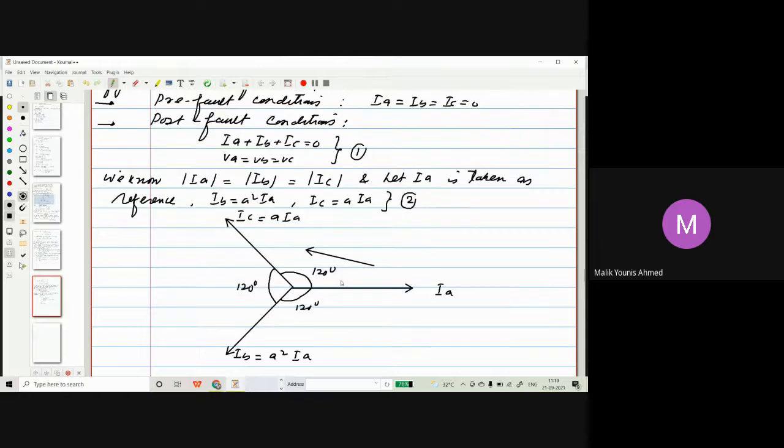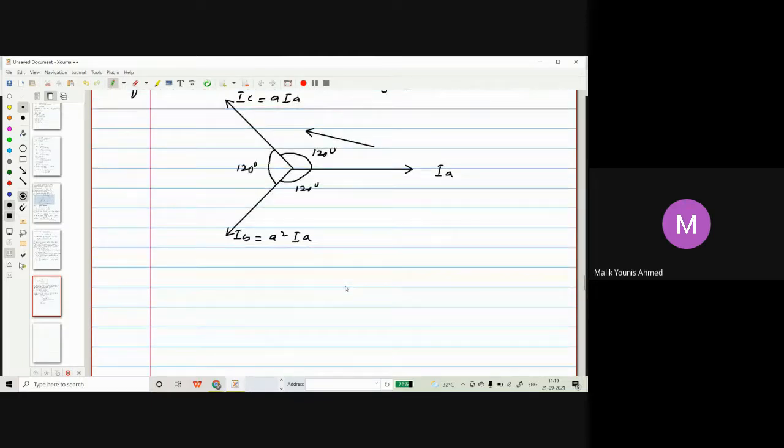I have already told this before. I have derived this expression at the beginning for the symmetrical components. This is the phasor diagram.